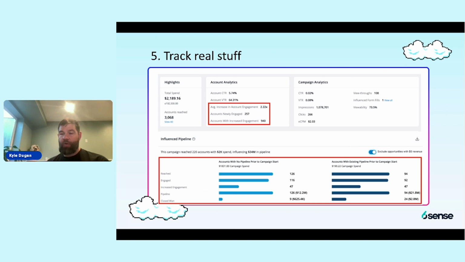So if you were going after all new accounts that had never heard of you, you would want to see a pretty high number in that accounts newly engaged. And then if you're going after accounts that are in that in-market stage that have interacted with you before, but not a lot, you really want to see that increased engagement, and you want to see that average increase in account engagement. So there's a lot of different metrics that you're going to look at depending on your strategy and kind of how your campaigns are set up.